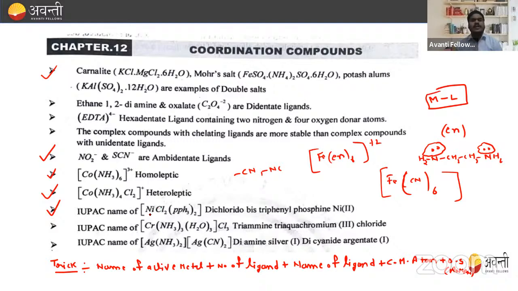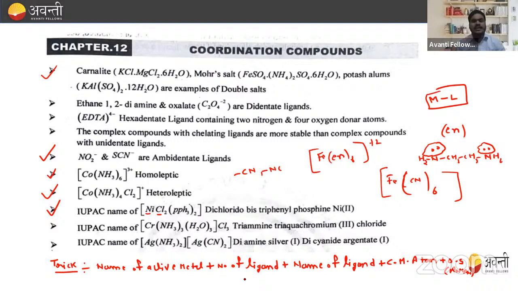Now if I'm talking about this complex, NiCl2(PPh3)2, what is the name of this complex? Here nickel is the metal, and chlorine and PPh3 twice are ligands. So here there is no active metal. Active metal means a metal, like a group 1 or group 2 metal, which is outside the coordination sphere. This square bracket is known as the coordination sphere. If some metal lies outside the coordination sphere, it is known as an active metal, generally from group 1 or group 2, like sodium or potassium. If there is no active metal, just leave this.